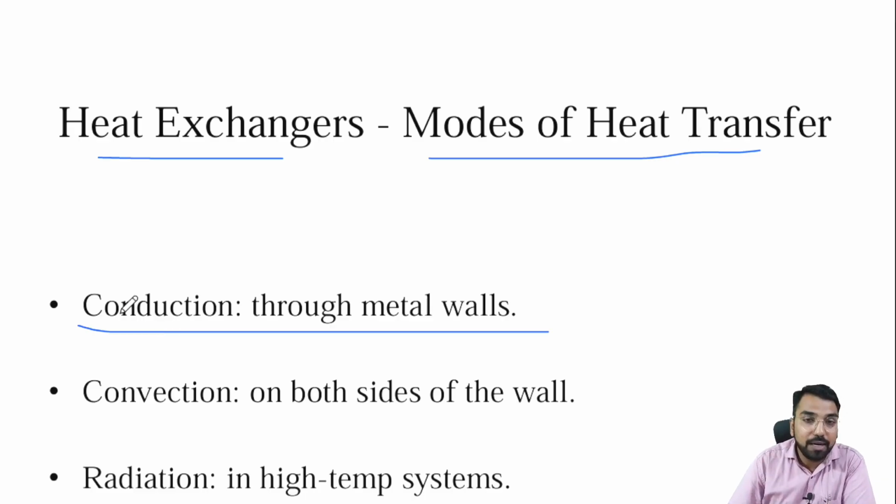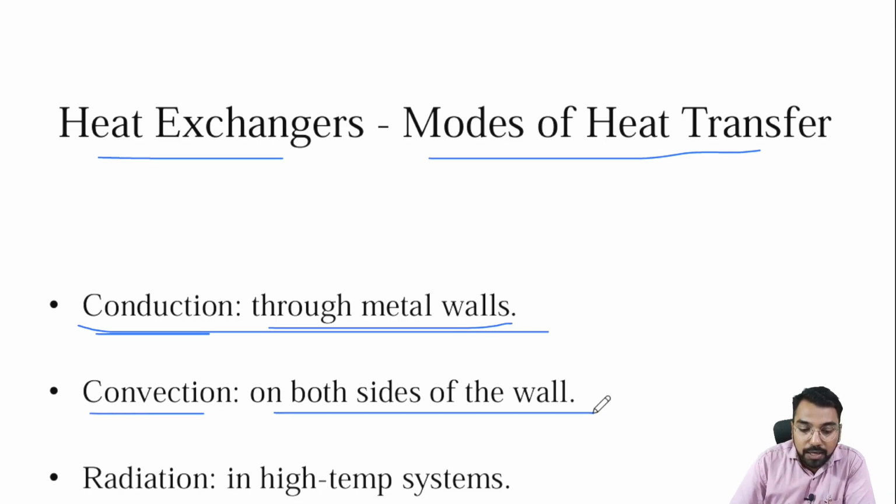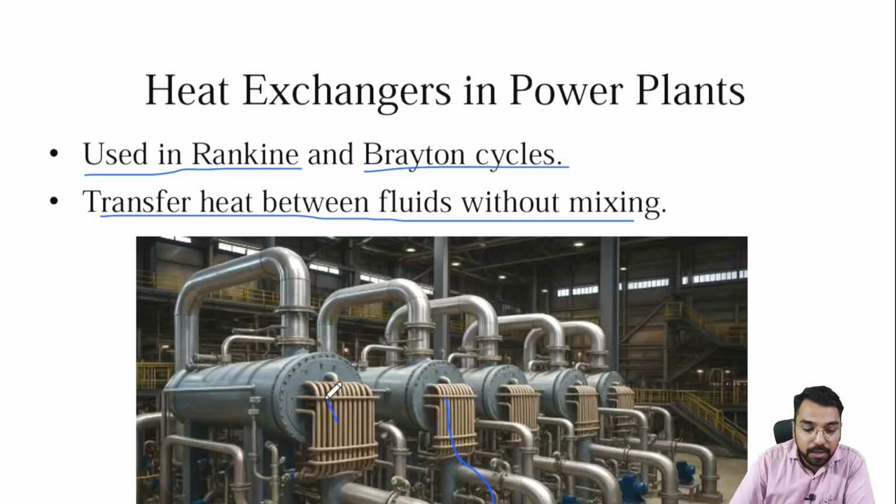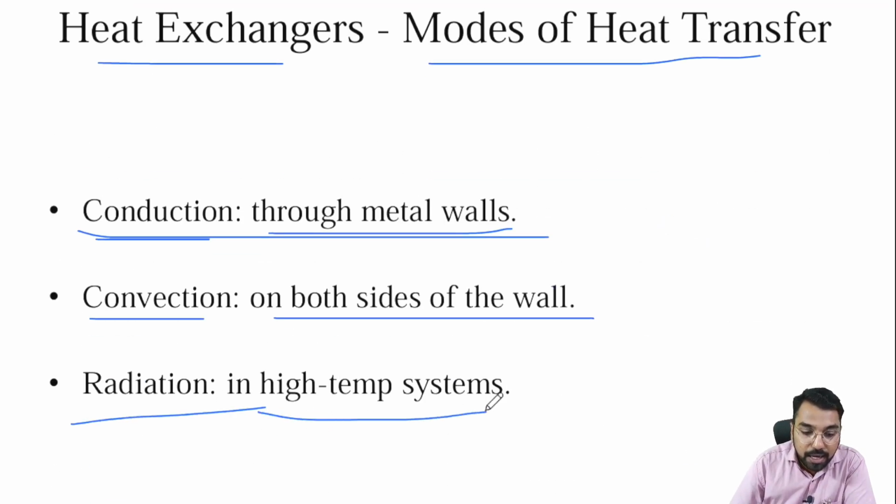Similarly, we are going to implement these ideas and concepts in the real application. So there is conduction through the metal walls, because the metal walls are solids, and convection on both sides of the wall. This means that between these metal plates and this cylindrical structure, the flue gases and water are passing, the water having a cold temperature and the flue gases a high temperature. The flue gases are flowing there, so this is the case of convection heat transfer. And radiation occurs in the high temperature system.